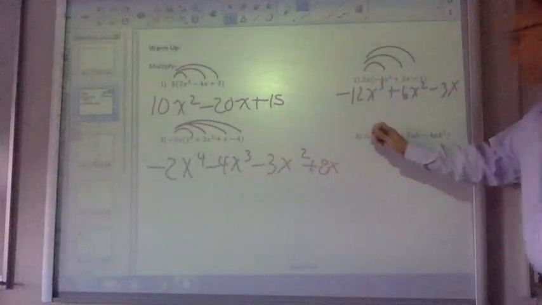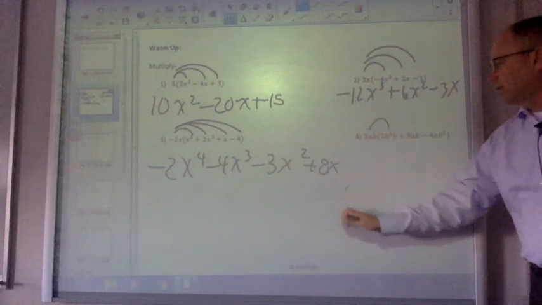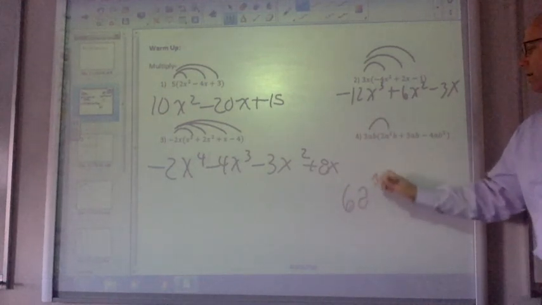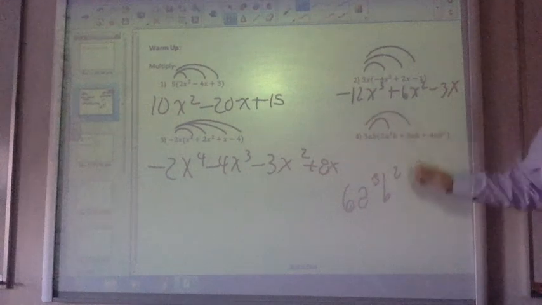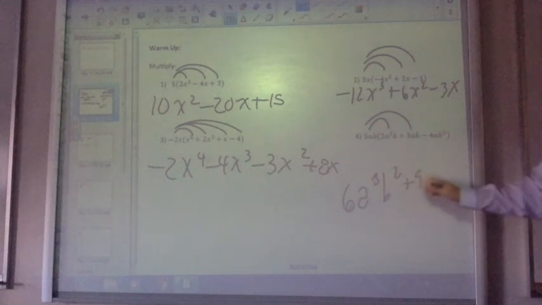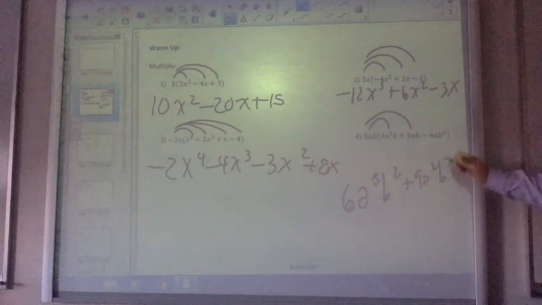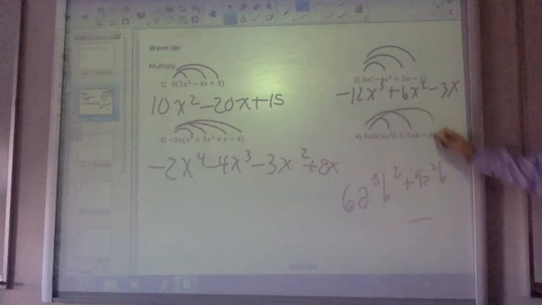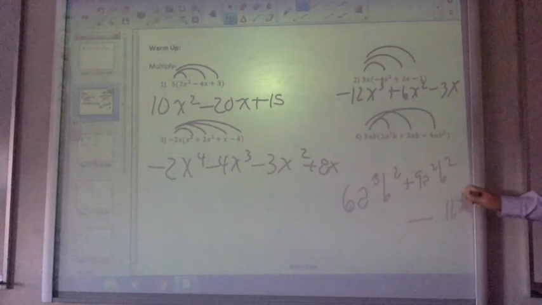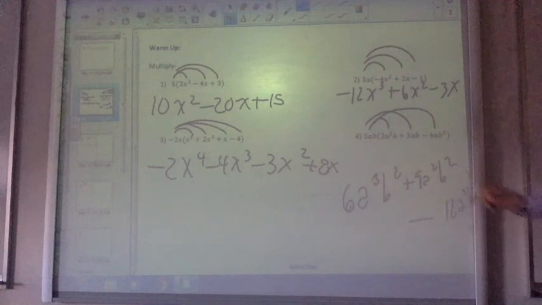And then the last one, if I multiply 3ab here, that's going to give me 6a to the third b to the second, plus 9a squared b squared, oops, I ran out of room, minus 12a squared b to the third. That's a b to the third, sorry about that. Okay, so again, this uses the distributive property, which is the same exact thing as multiplication. That's what we're getting to.